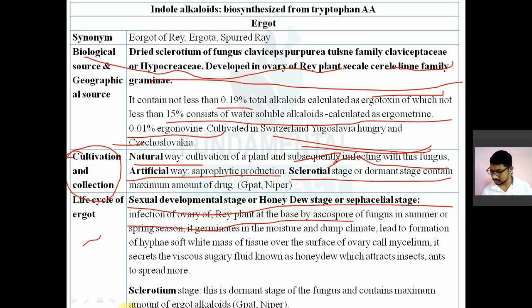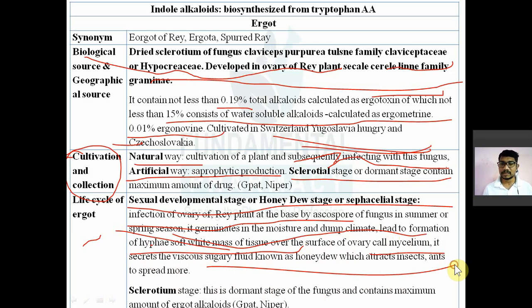Now, this happens in the summer or in the spring season. Now it germinates in moisture and damp climate, leading to formation of hyphae. Hyphae is nothing but the soft white mass over the surface of the infected ovary of the plant, and when it infects all over the ovary, it is known as mycelium. Then it secretes a viscous sugary fluid. ये क्या करेगा? वहाँ पे एक viscous sugary fluid secrete करेगा, उसको बोलते हैं honeydew. So it will secrete a viscous sugary fluid over there, and that is nothing but the honeydew.